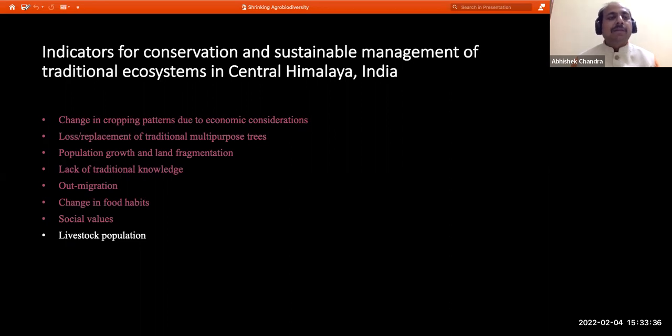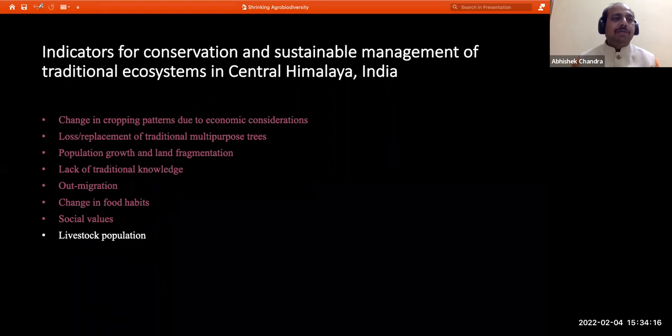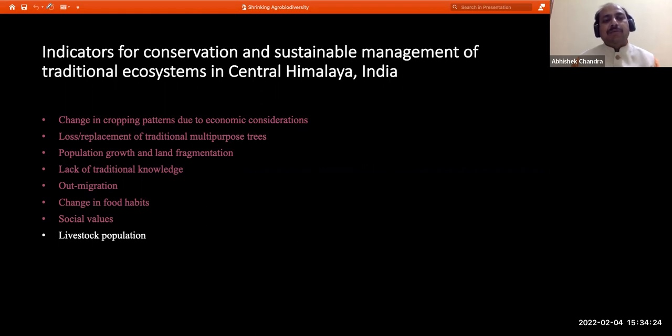So basically they are not growing these crops, leading to loss of cultivation and replacement of the traditional multipurpose trees. And now they are growing only the beneficial trees, which are used for economic benefits. Population growth and land fragmentation, because the land is limited, and day by day the population has grown from 1960 till now. So the family land is divided into different parts. There is also a lack of traditional knowledge, because most of the things they are growing and not considering, and because it is not carried forward by the next generation, they lose their traditional knowledge.